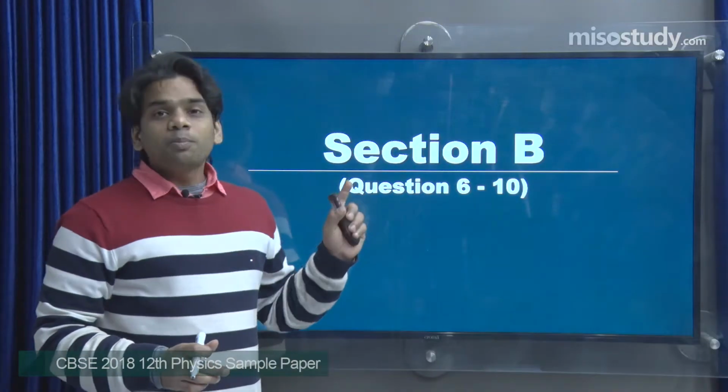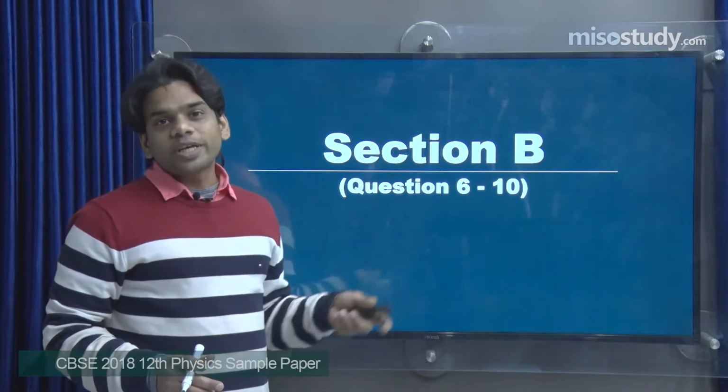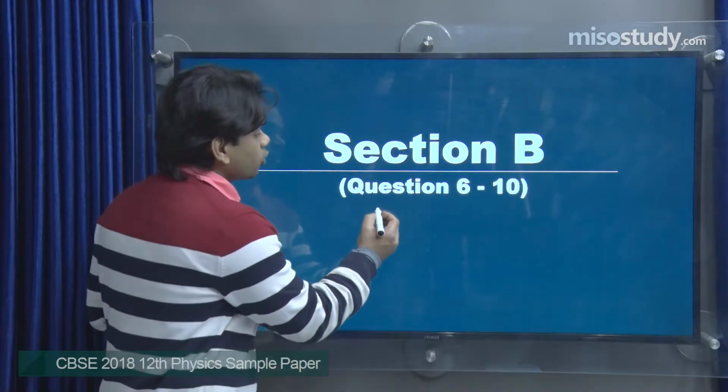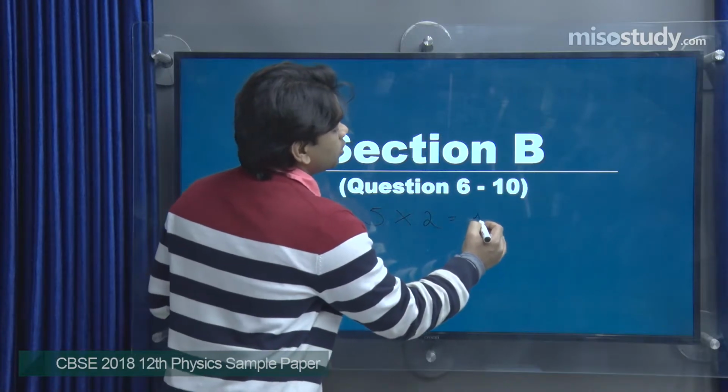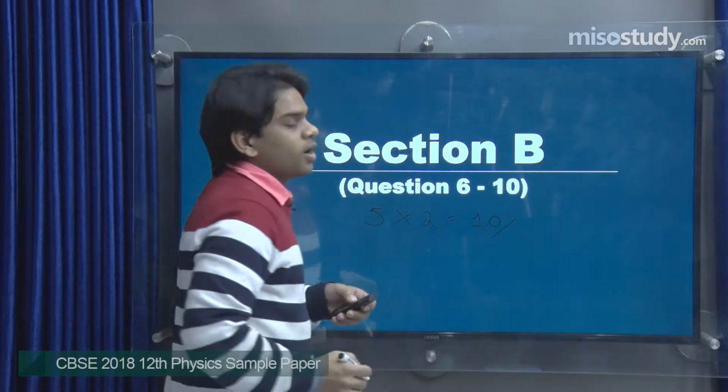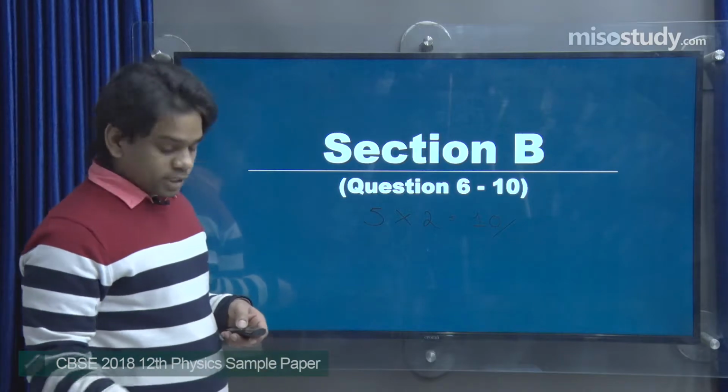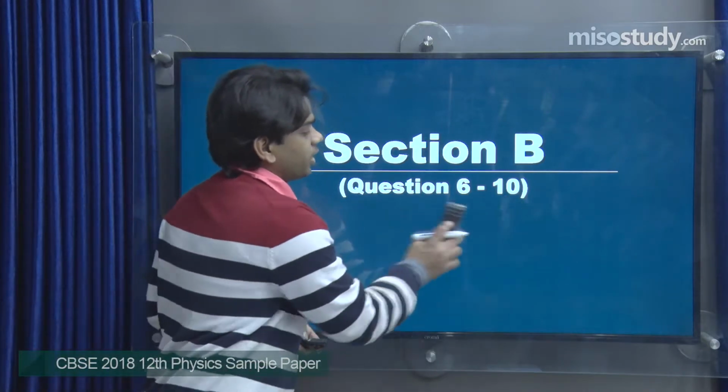Let's go to section number B. We are going to have question number 6 to 10 in section number B, and each of these questions will be of 2 marks. So this will give you 10 marks in total. So let us do section B, next 5 questions.